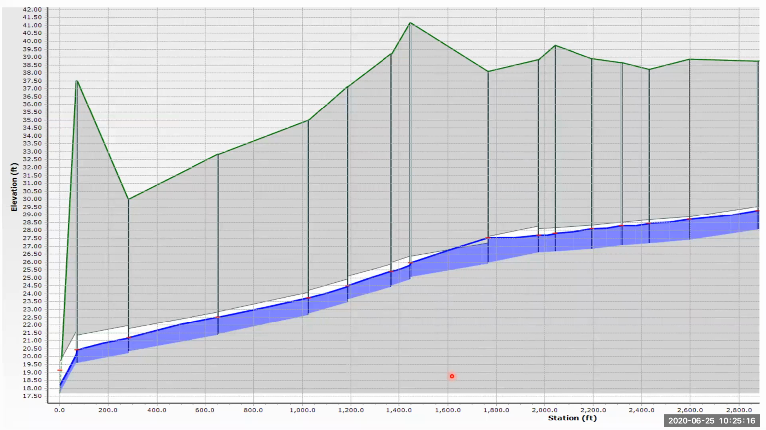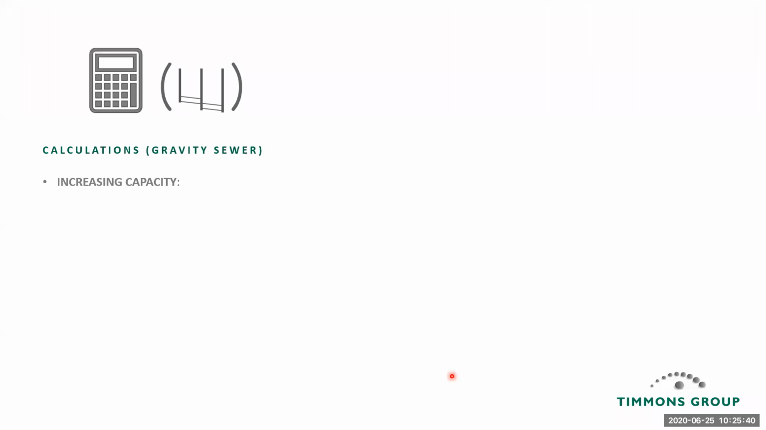Now, if the hydraulic grade line rises too far, either due to the size of the sewer not being adequate or a potential obstruction, we run the risk of a sanitary overflow. So it's important to note that Manning's equation will not tell you if an overflow will happen, but sewer modeling will. So how do we increase the capacity in a gravity system?